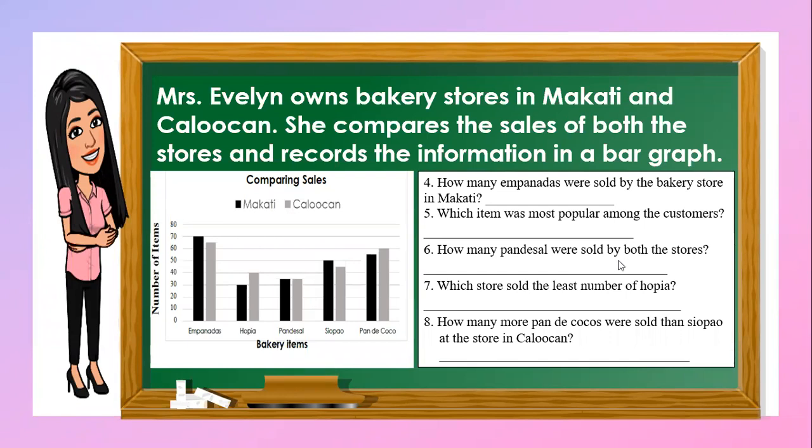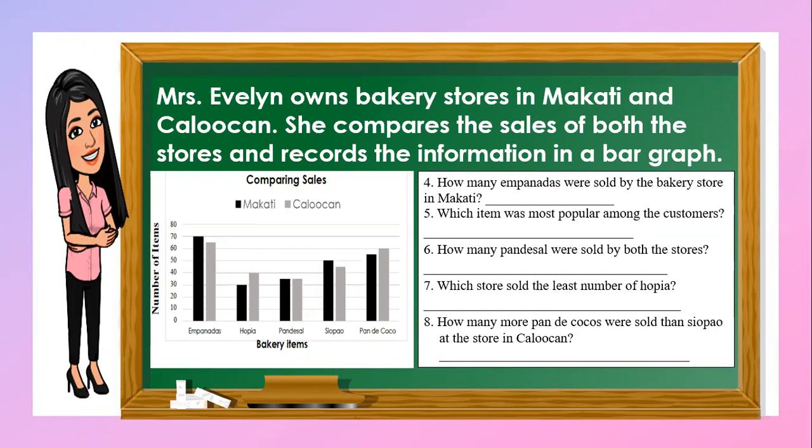How many pandesal were sold by both the stores? 35. Both the stores. We have the Makati and the Caloocan. What is the total number? Pandesal 75 plus 35. Number 7, which store sold the least number of copia? Makati po. Makati yung dark color.